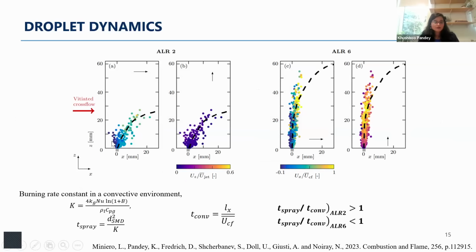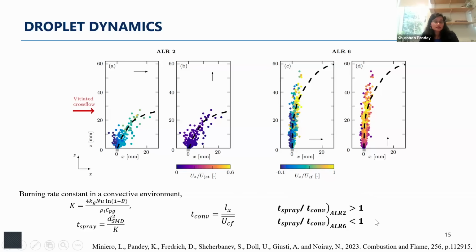The first is how fast the droplet evaporates in the cross section and how fast it gets transported with the cross flow. To do that, we calculated the burning time scale of the spray using the SMD values, and we also calculated the convective time scale of the cross flow, given by the cross-sectional length of the channel and the cross-flow velocity. Comparing these two timescales, for ALR2 the ratio is greater than 1, and for ALR6 it is less than 1.